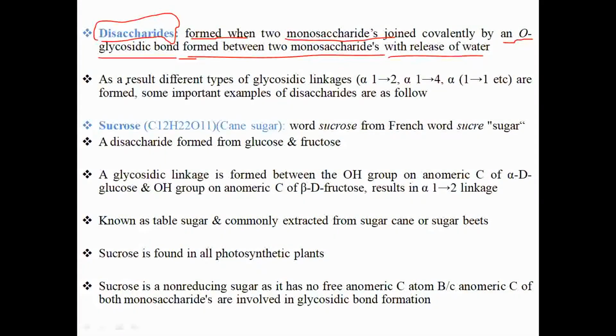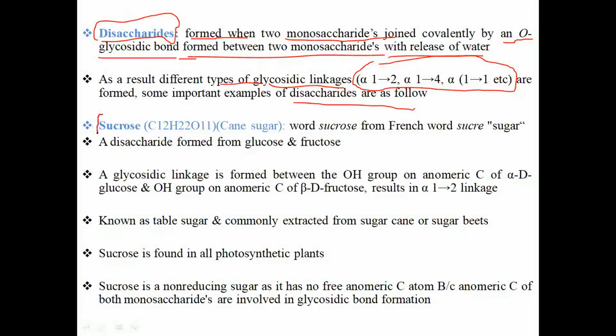As a result of this condensation reaction, different types of glycosidic linkages are formed, which are found in different types of disaccharides. These are alpha 1,2, alpha 1,4, and alpha 1,1, etc. Some important examples of disaccharides are as follows. So we will discuss some of the important disaccharides.